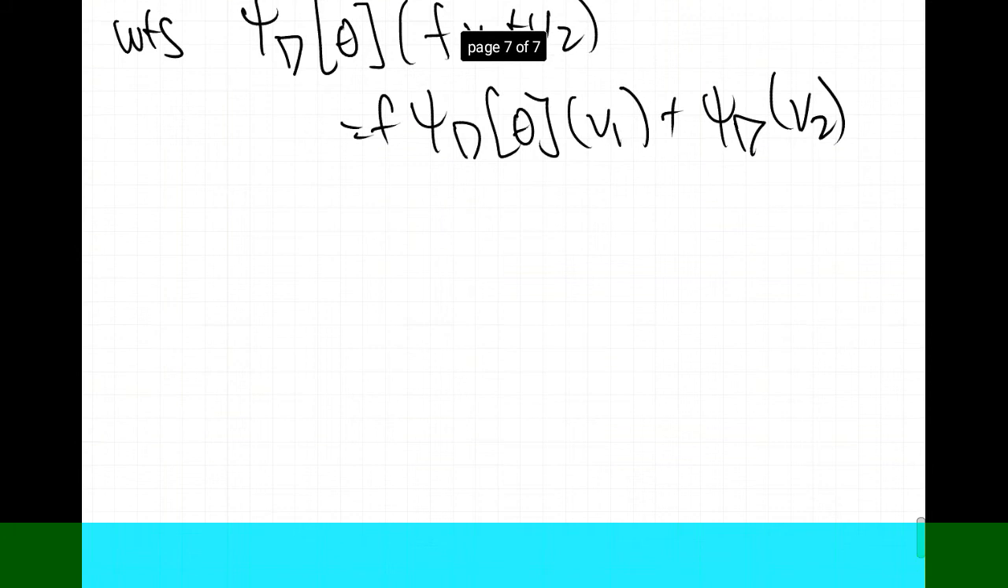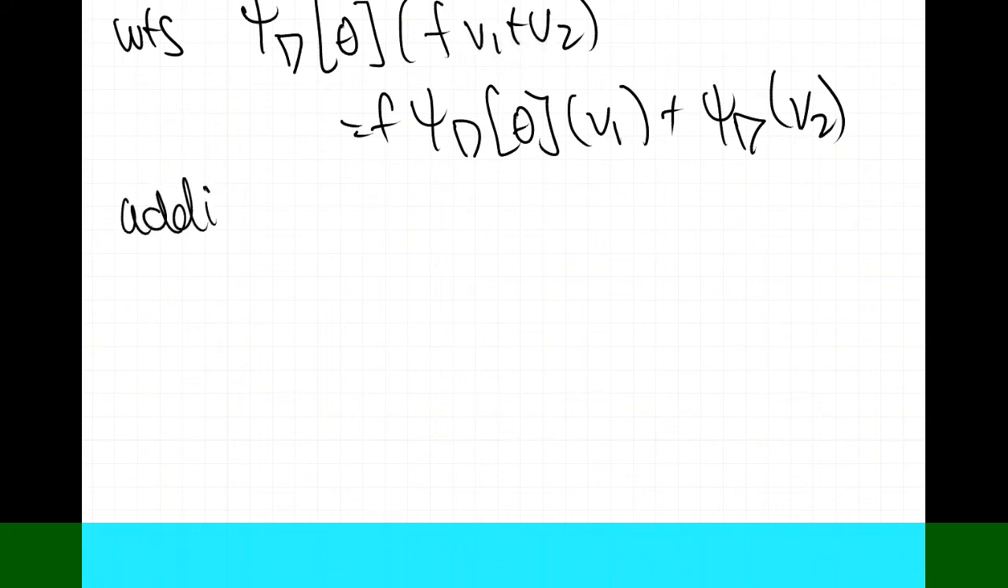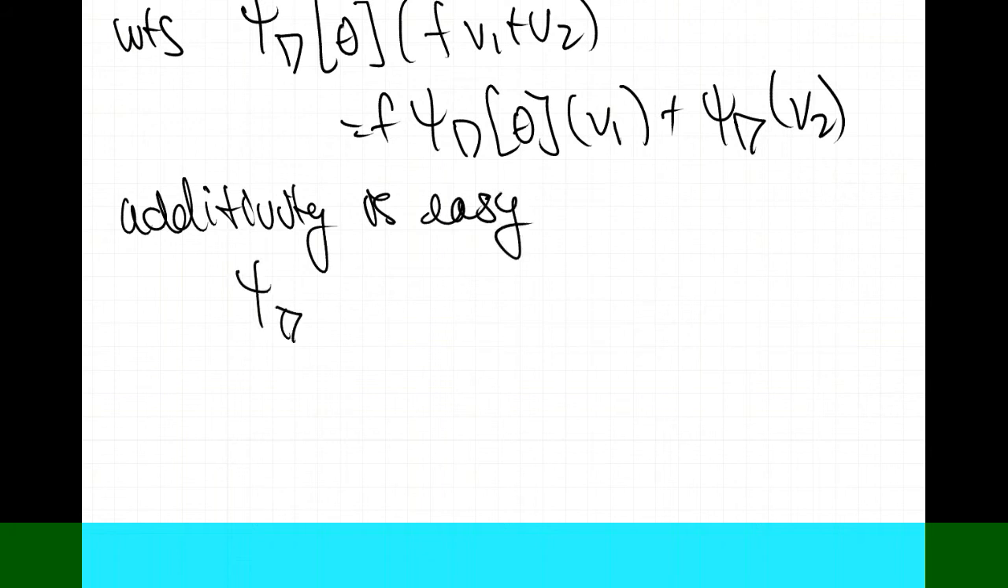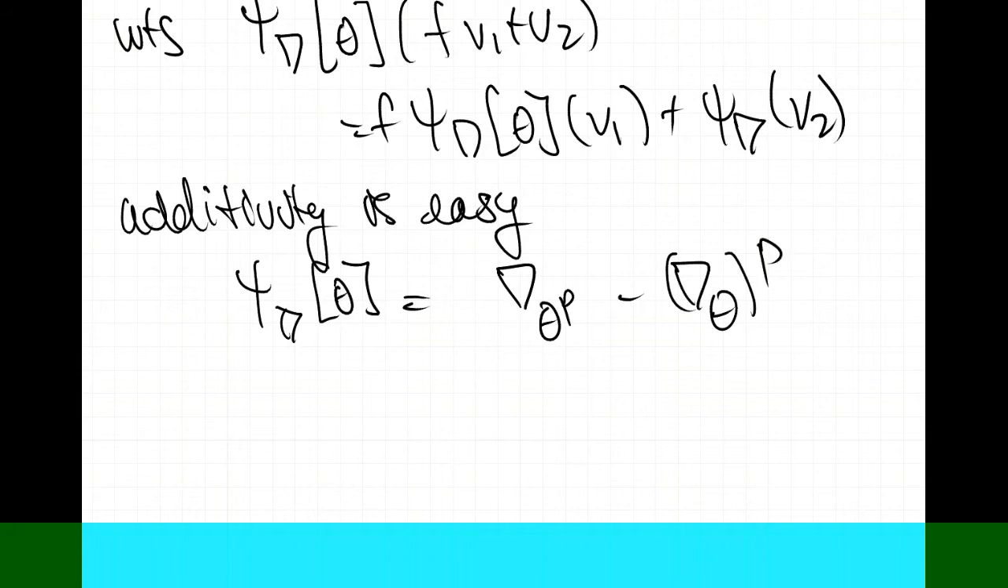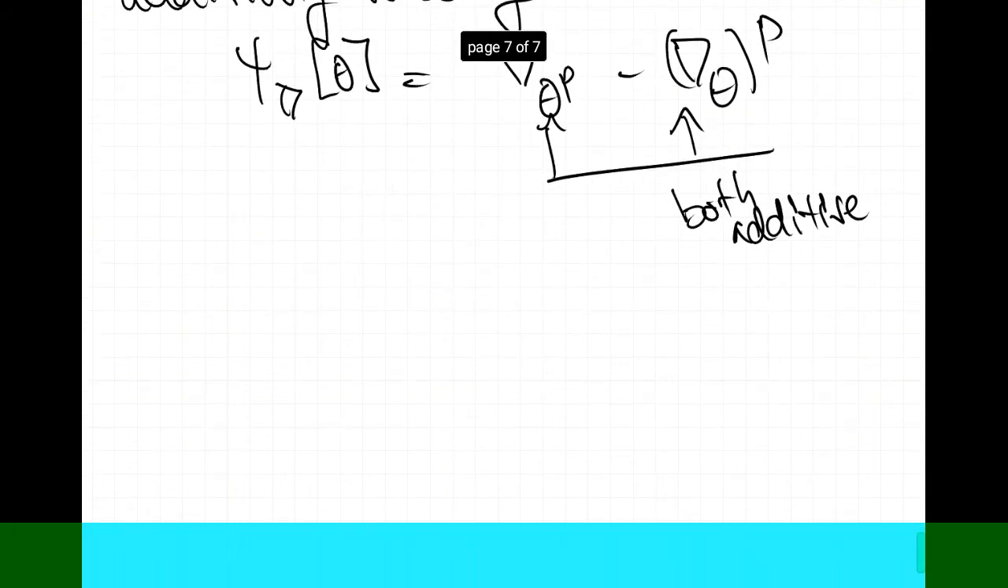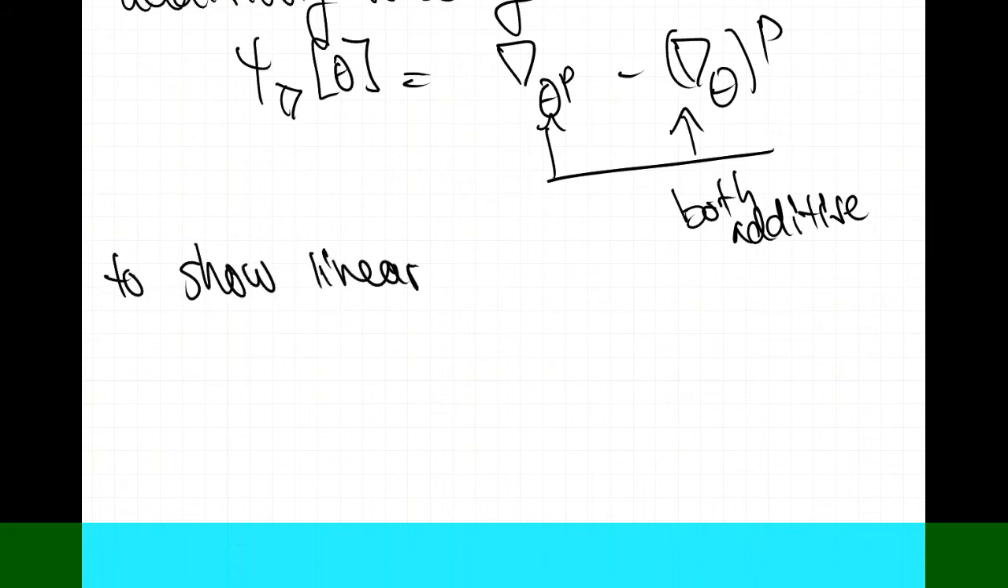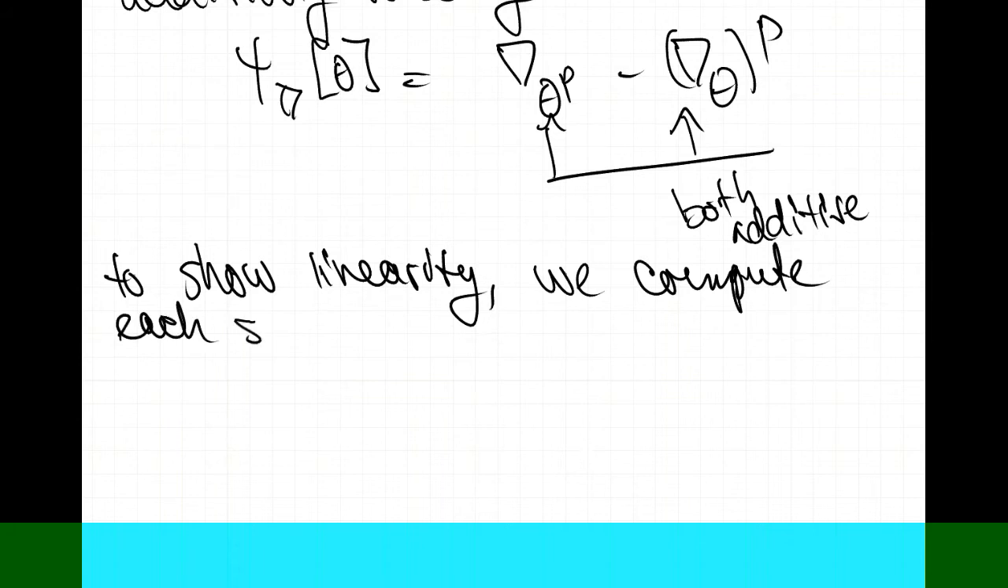And to show this, additivity is easy. This thing by definition looks like this connection to the P minus, and both of these guys are additive. So to show linearity, we compute each separately.